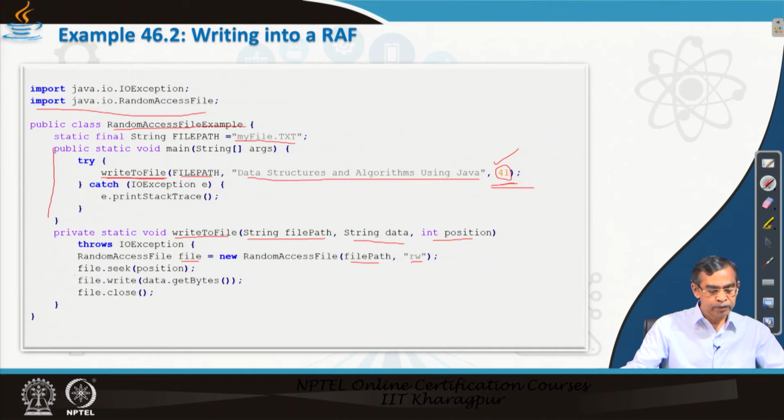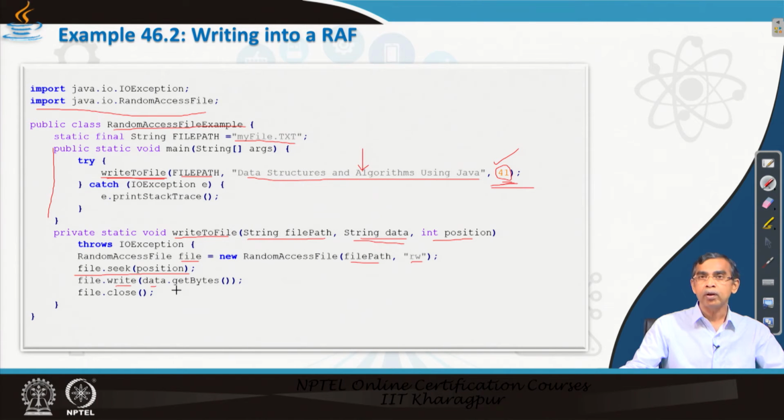Now, here you can see we position the file pointer into the position, here 41, and then we write using this method. Here the data is passed as an argument. This is the input data that is there.